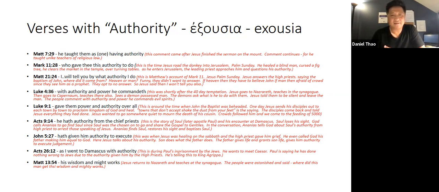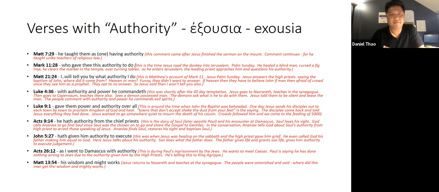Acts, this is the same thing with Paul. I think this is a little bit later on with Paul, where Paul was in prison, right? And he wanted to go see Caesar, right? So King Agrippa comes and says, well, I've got to hear him, right? So he goes and listens to Paul. And Paul's saying the same thing: he was given the authority from the high priest. He didn't commit any crime against the Jews, right? So he was given the authority from the high priest for whatever he did.